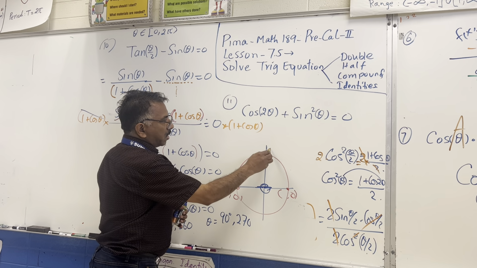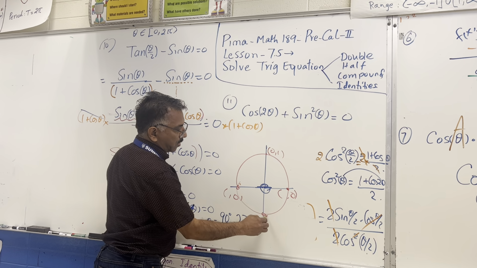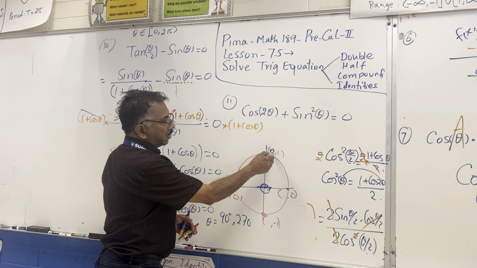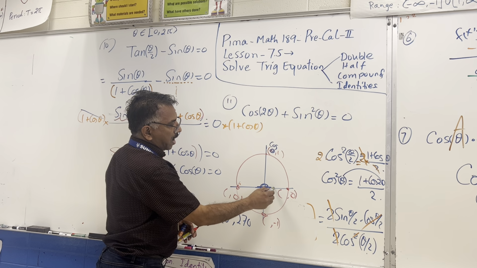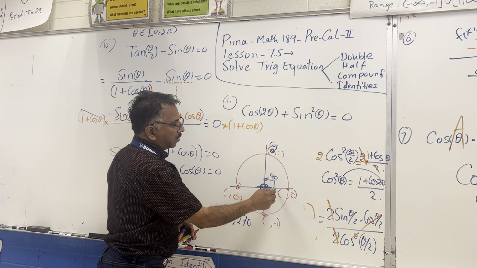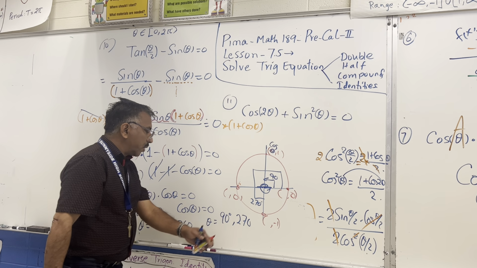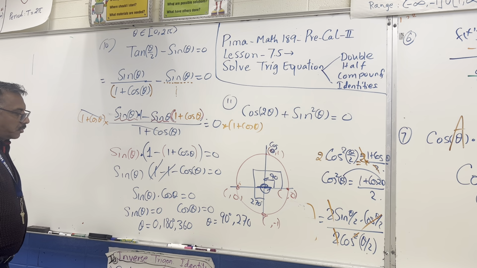But here it is 0, 1, and 0, minus 1. That's where the cosine is 0. So this is the cosine, and that is for 90 degrees and also for 270 degrees, right? So that's why I wrote this. Now the question is, which other angles can we think of?